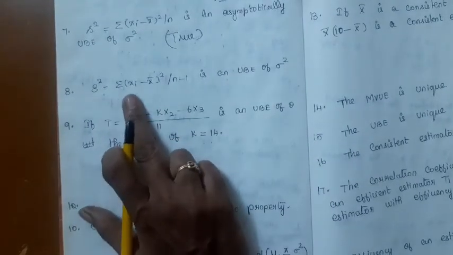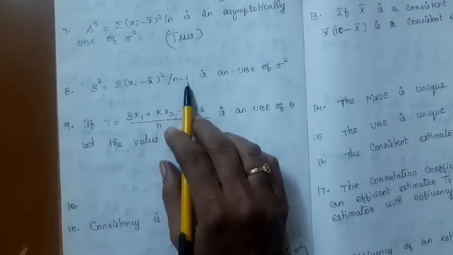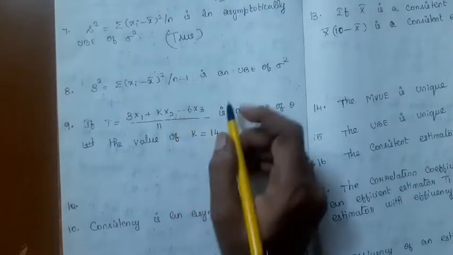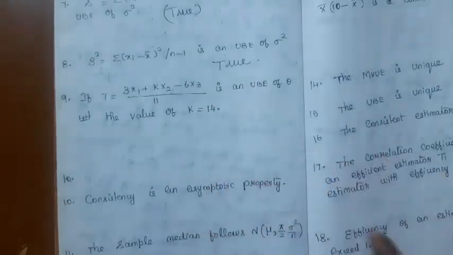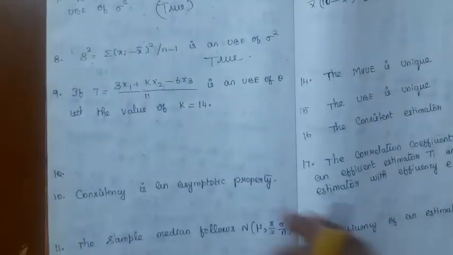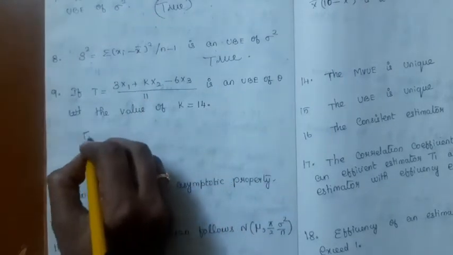And capital S square equal to summation xi minus x bar the whole square by n minus 1, which is called sample variance, is an unbiased estimator of sigma square. Yes, it is true.